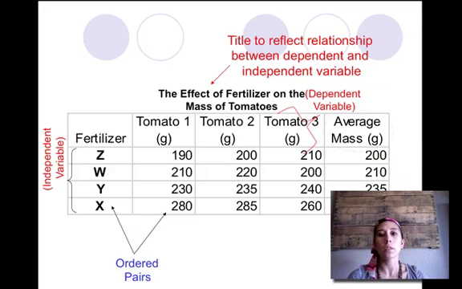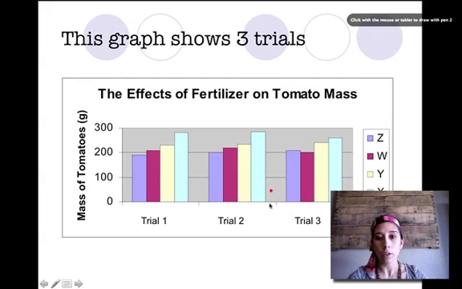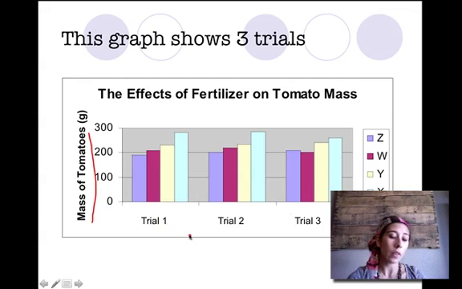So looking back at this example that we looked at when we studied tables, we could take all of this information and put it onto a graph. And the first way that we can graph this is just looking at the trials. So you've got 3 different trials represented down here, and then we have the mass of the tomatoes down to the left on the y-axis, and we are showing this for each different trial.